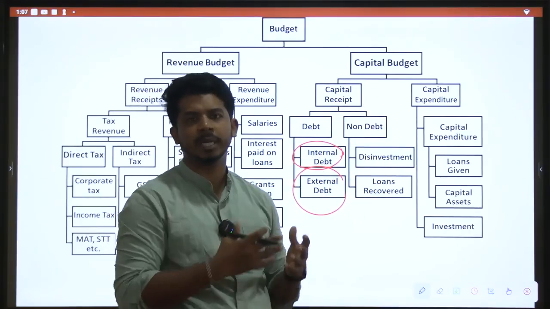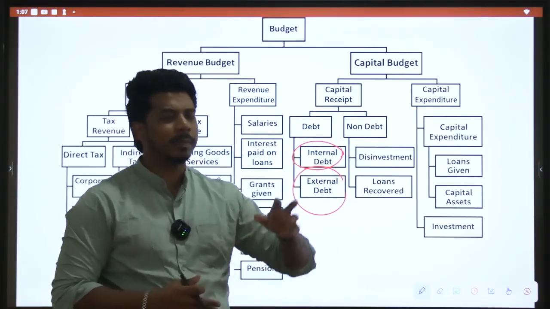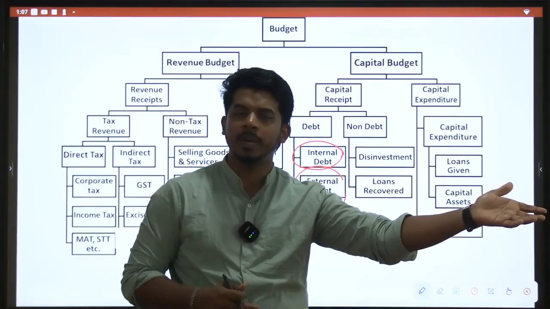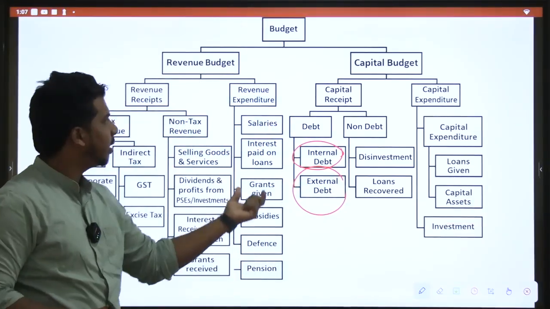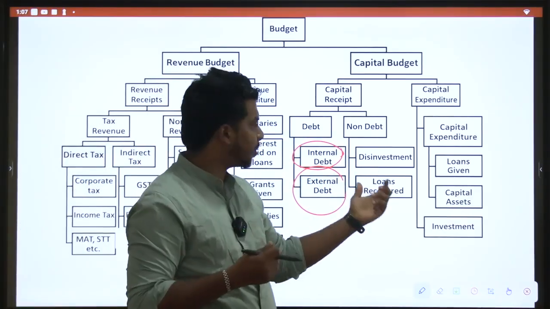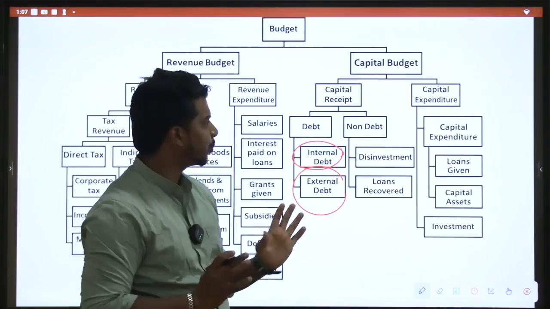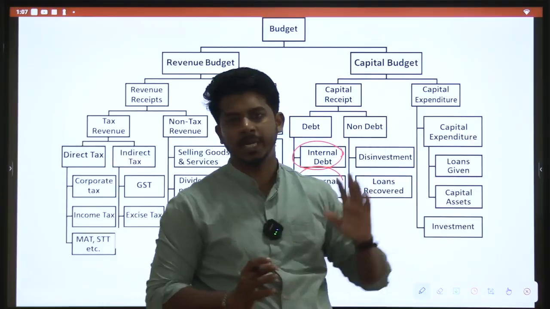Okay, selling your properties is disinvestment. Okay, or recovering your loans. So some 10 years back, I have given a loan to the state government. Till now, it has paid interest every month, every year, which is under the revenue receipt. But the final principal repayment comes under capital receipt. Okay, it is non-debt creating. Now coming to the last, capital expenditure.